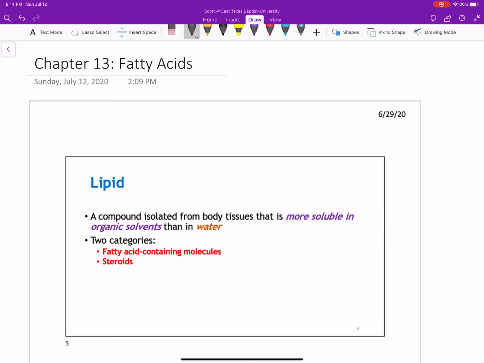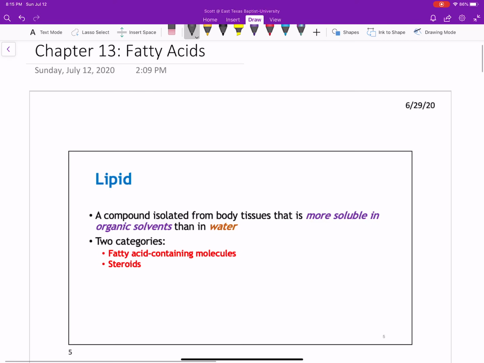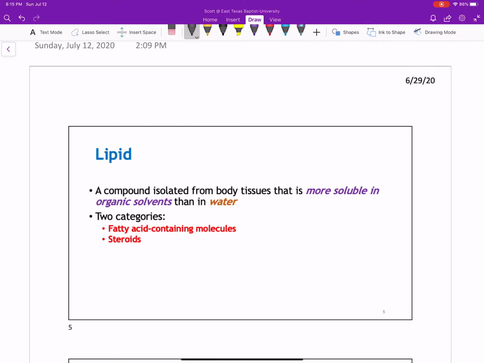Okay, so now we're in chapter 13, which is the lipid chapter of this course that is found within the biochemistry segment of this course. And hopefully you've had a chance to read the sections that were designated for this unit.